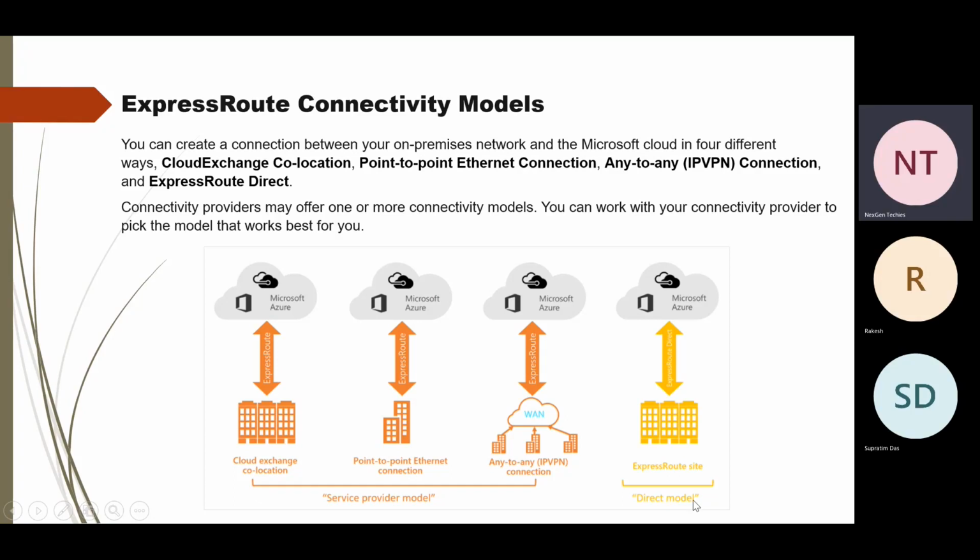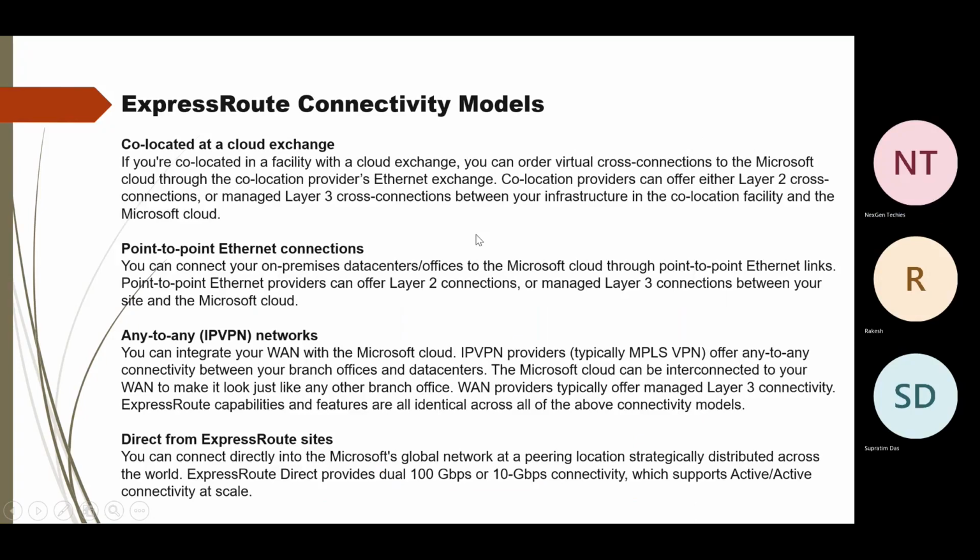Direct model is also there. No need of a service provider. You can directly connect the network with Azure using the Express Route site. Okay, direct model like this. So co-located at Cloud Exchange: if you are co-located in a facility with a cloud exchange, you can order virtual cross connections to the Microsoft Cloud. Okay, so these are all related to networks. Network people know these things better than us, so it doesn't matter for us which one they are using.